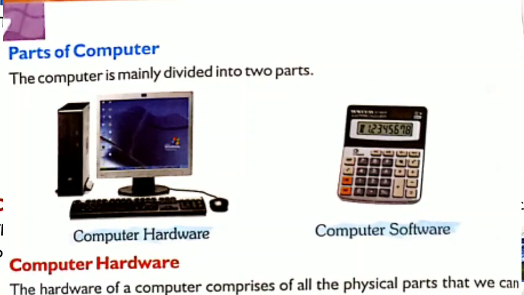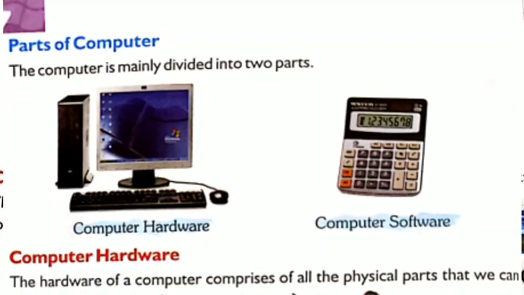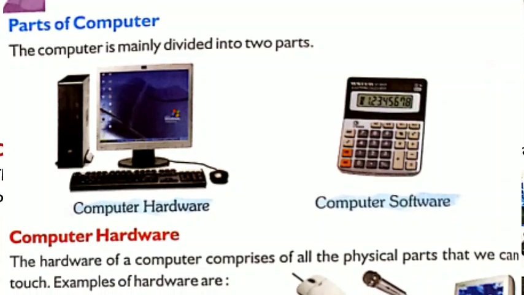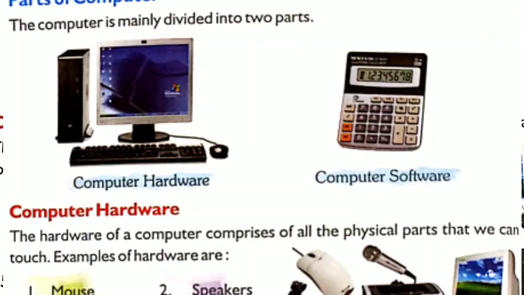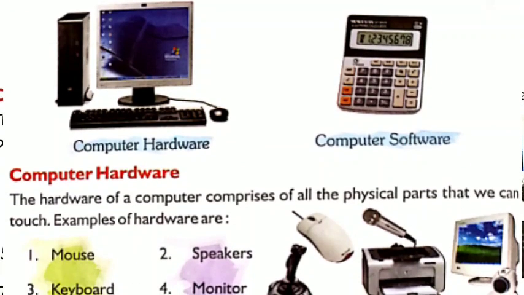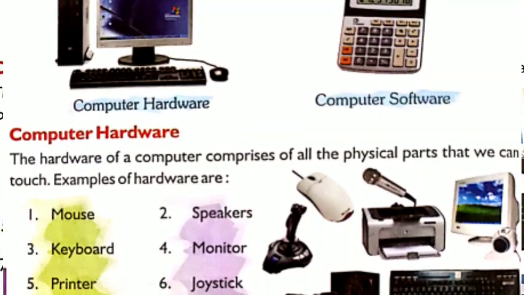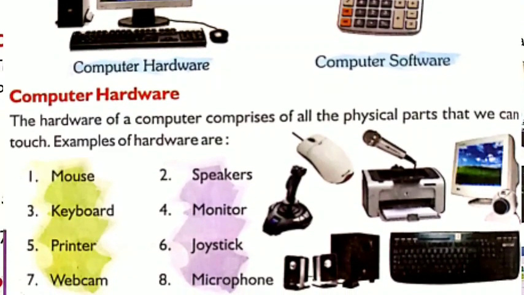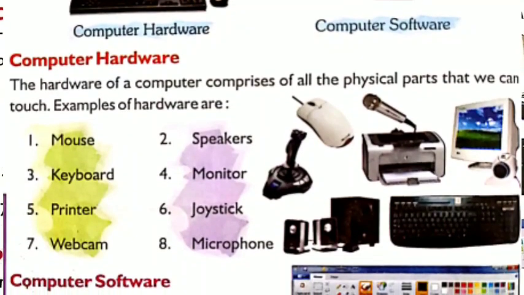Now the next slide is parts of computer. The computer is mainly divided into two parts. One is computer hardware and the other is computer software. Now what is hardware, students? The hardware of a computer comprises all the physical parts that we can touch and feel. Now let's see some examples. First is mouse, keyboard, printer, webcam, speakers, monitor, joystick, microphone, etc.